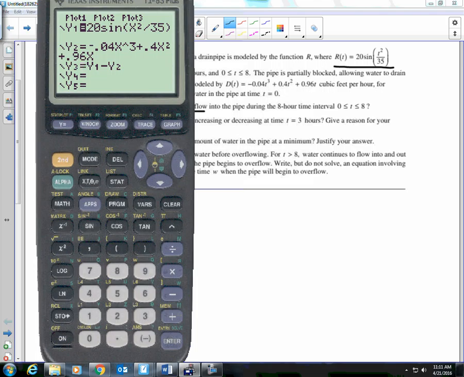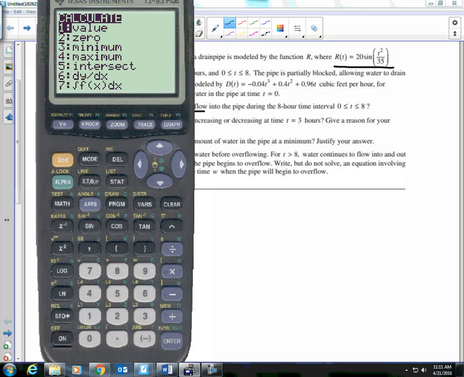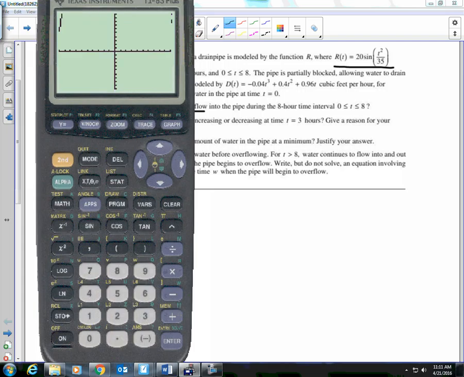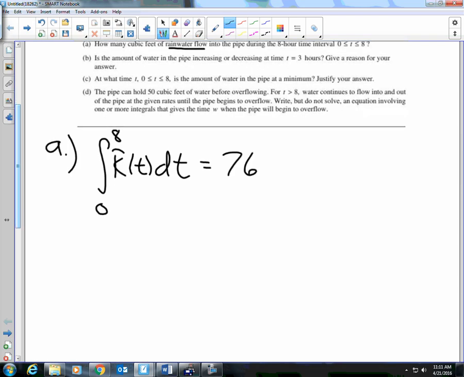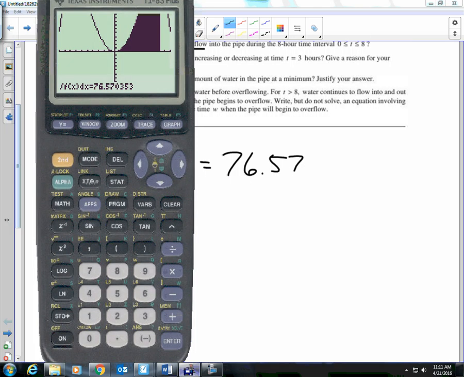What do I press to calculate? Number 7: the integral. Lower limit, upper limit. 76.57. I have to go out to 3 decimal places. What is my measurement in? What am I trying to find? Cubic feet. This is an actual amount.